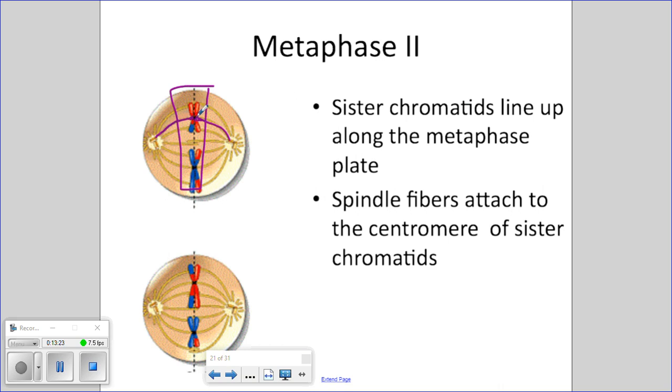So in metaphase 1, it was a spindle fiber attaching to a chromosome, and a spindle fiber attaching to each homologous chromosome, and that was what separated the homologous chromosomes. In metaphase 2, we're going to separate these sister chromatids, so you need a spindle fiber attaching to each sister chromatid this time.